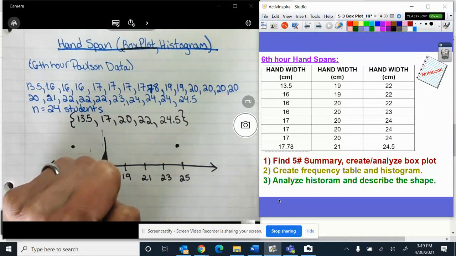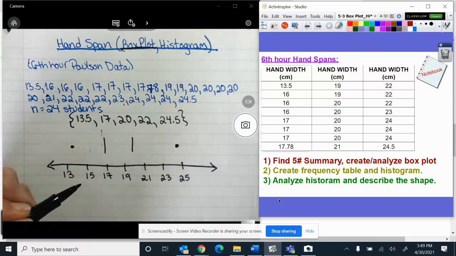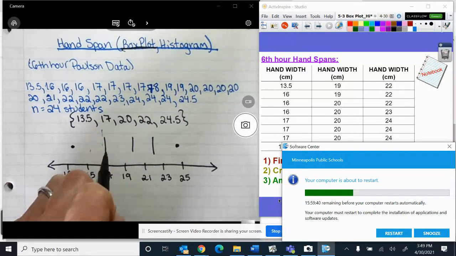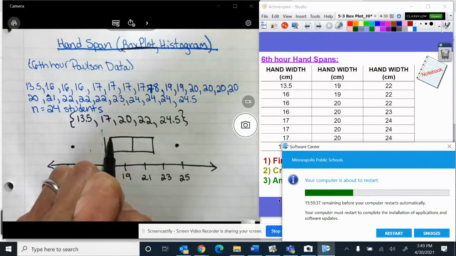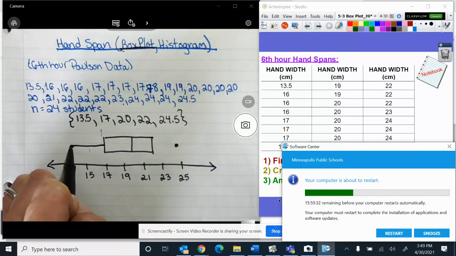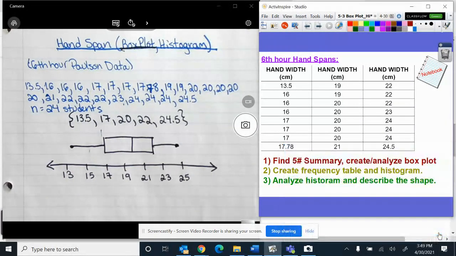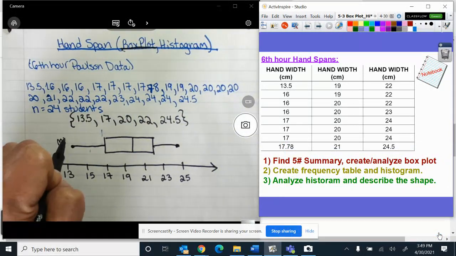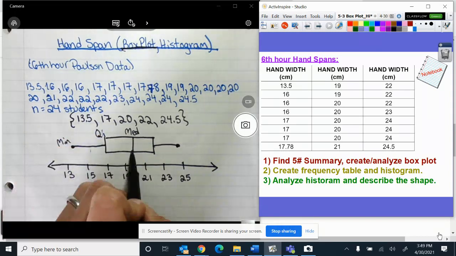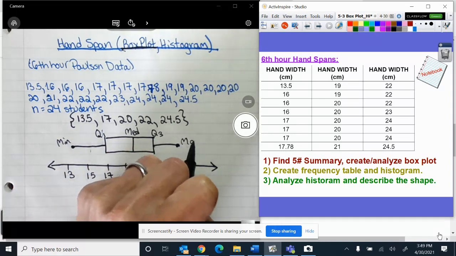So 17 gets a line. 20 gets a line halfway between 19 and 21. And then 22, halfway between 21 and 23. Finish the lines of the box, and then extend from the end of the box to the minimum and the maximum. And so here is our minimum. Here's our first quartile. The median is that middle line, or the line that's in the box. And then the third quartile and your maximum.